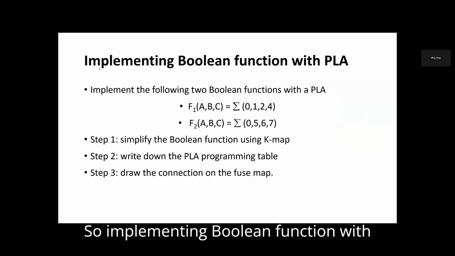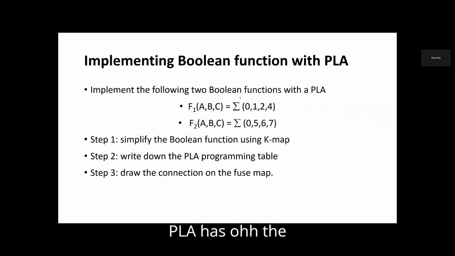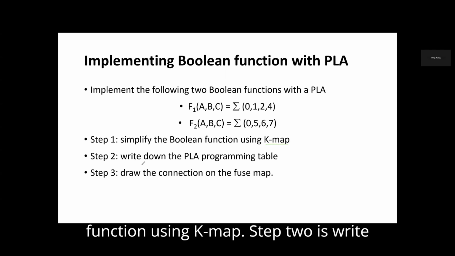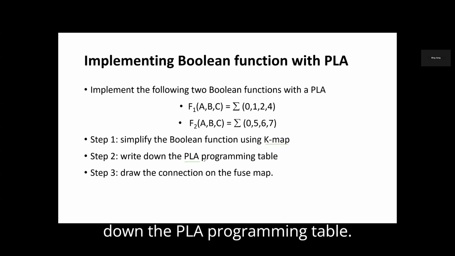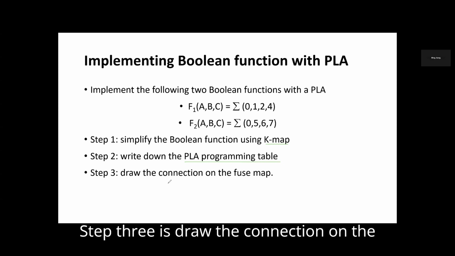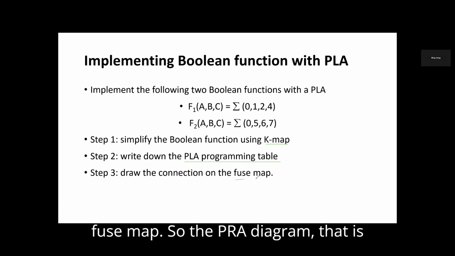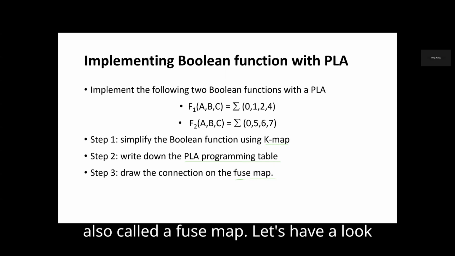So implementing Boolean function with PLA has the following three steps. Step 1 is simplify the Boolean function using Kmap. Step 2 is write down the PLA programming table. Step 3 is draw the connection on the fuse map. So the PLA diagram, that is also called a fuse map.